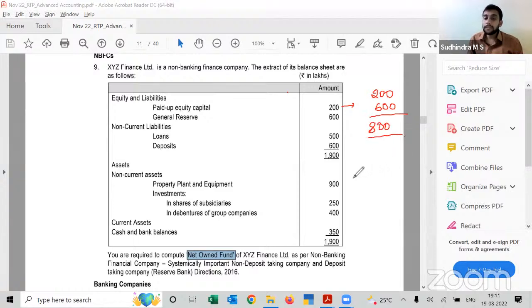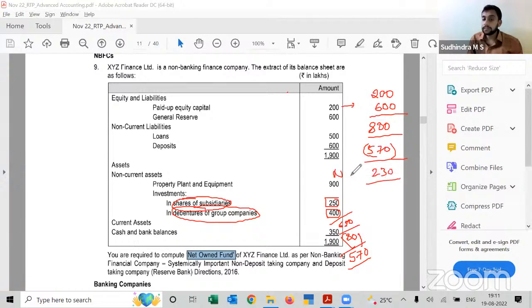From that, I have to reduce something. So here, shall I consider shares of subsidiaries? Yes, sir. Debentures of group companies? Yes, debentures of group companies should also be considered. This adds up to 650. Out of 650, I have to subtract 80, which is 10% of the owned funds. So the excess is 570. This 570 I will reduce, and I'll get 230 as the net owned funds.